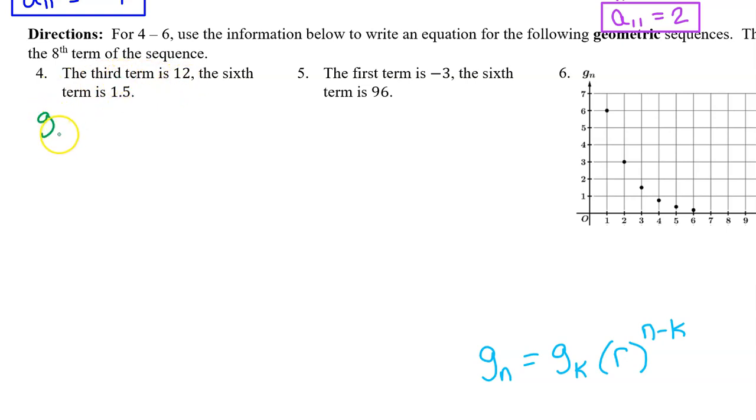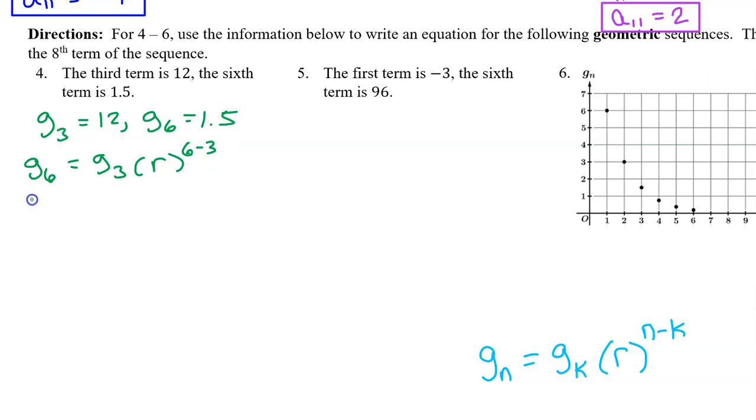So let's let G3 equal 12, and the 6th term is 1.5. So we can say G6 is 1.5. Now let's fill these into the model for a geometric sequence. Again, I like to let the higher index term go in the front as Gn. So I'm going to write G6 is equal to G3 times the common ratio, and now the n minus k power will be 6 minus 3.